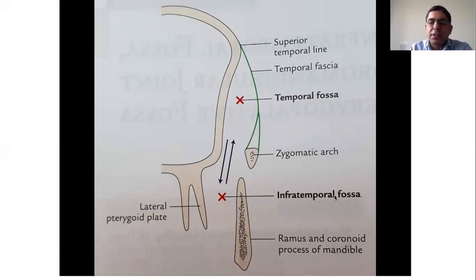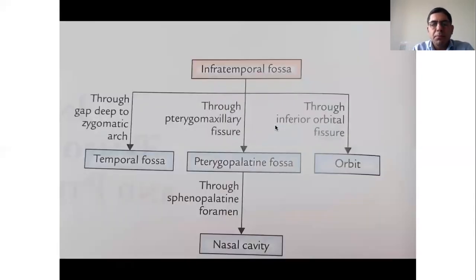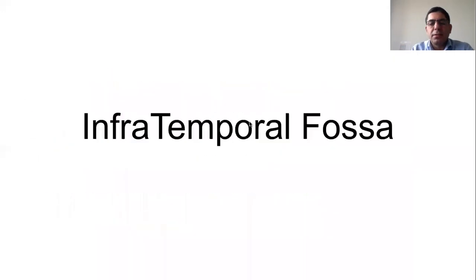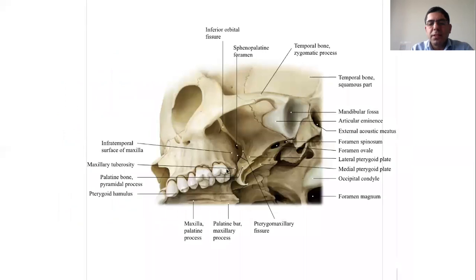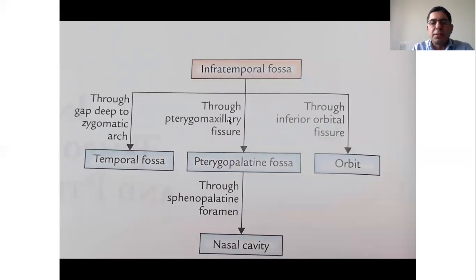As you see, the infratemporal fossa is under the temporal fossa, and the temporal fossa is the area under the temporal fascia. There are connections between these areas. We learn them because they can spread infections from one area to the other. You can see there are teeth here, and from the teeth you can get infection going into those spaces.